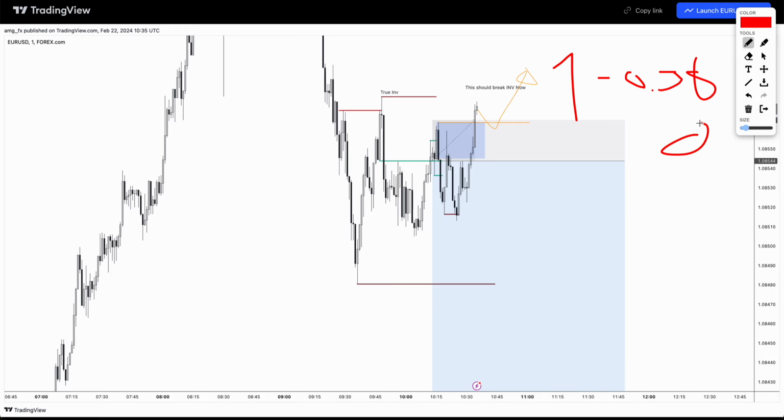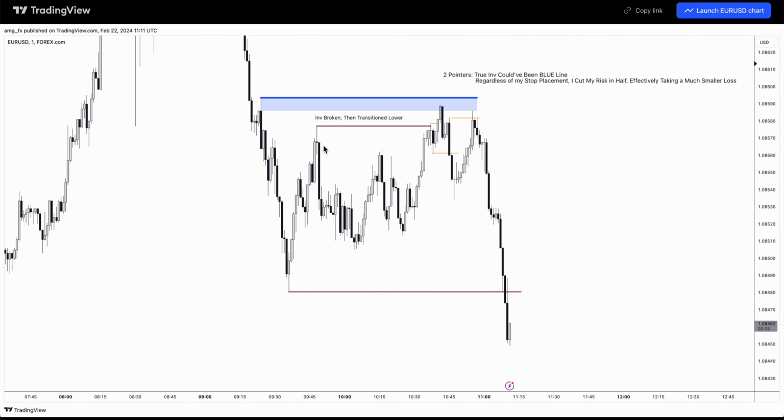So that's 0.62. I lost 0.62 off this when it broke, and we reacted off of that. Then price had a transition, took the high, mitigated this, and then died. So it was a bit of an unfortunate one.